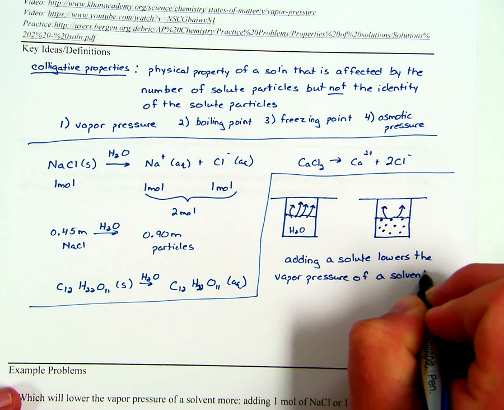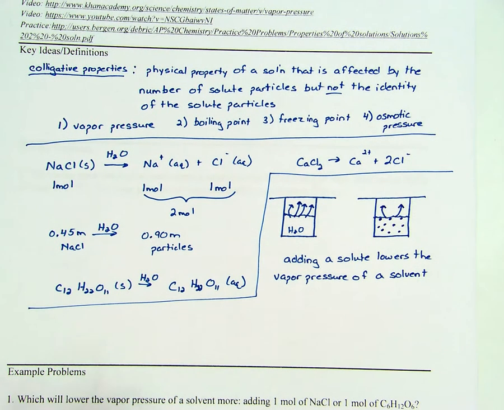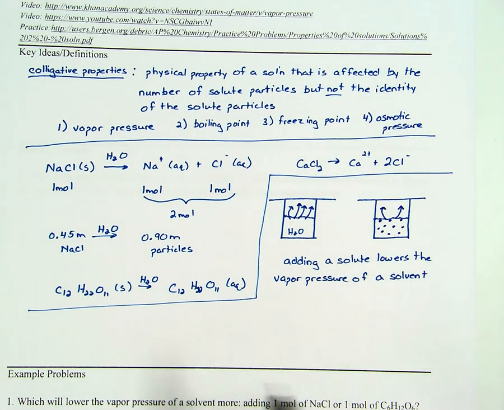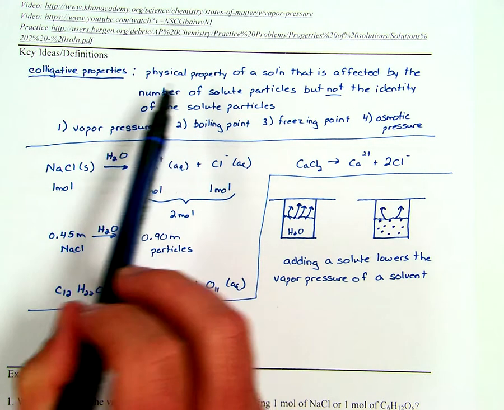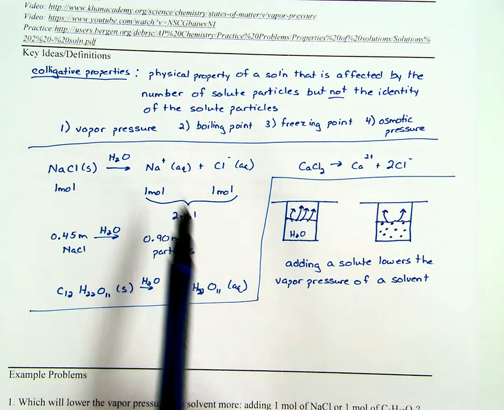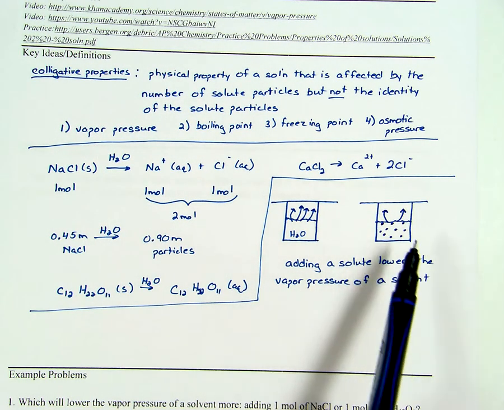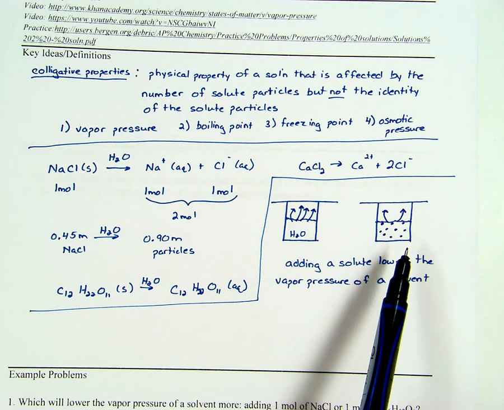The more solute we add, the lower the vapor pressure should be, because there will be less and less space as we continue to add more of that solute. And as we saw up here, as far as our definition, it doesn't matter what the identity of this solute is. The only thing that matters is how many particles we have added to that solution.